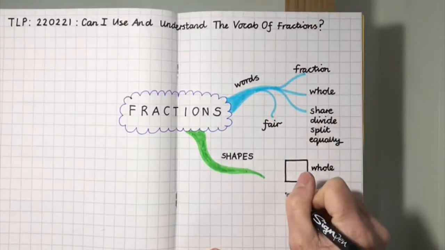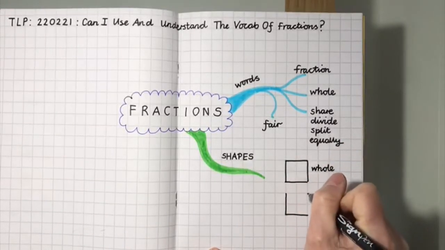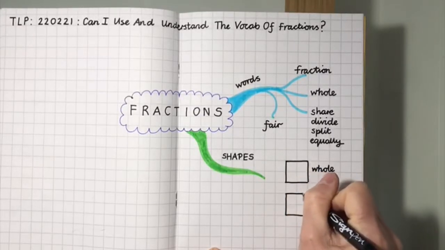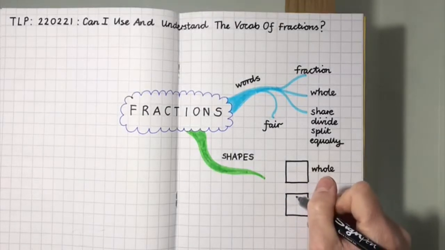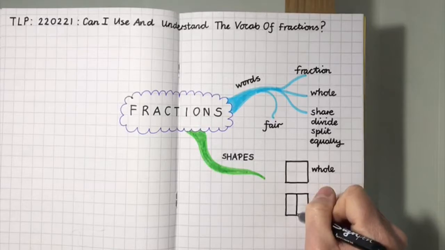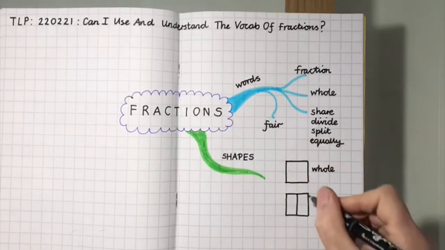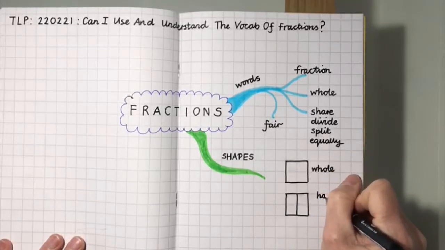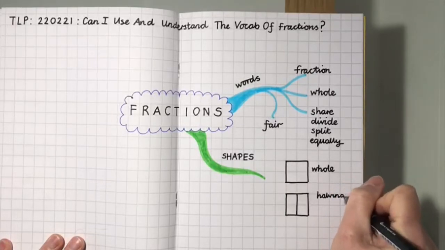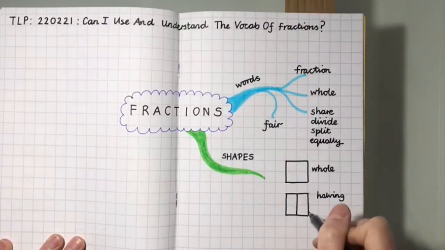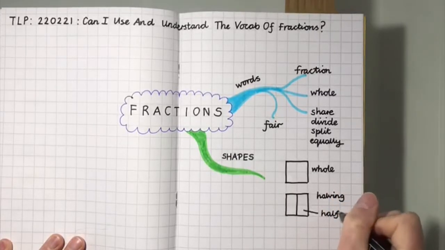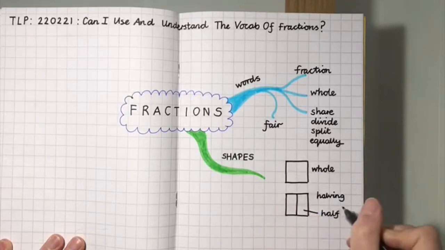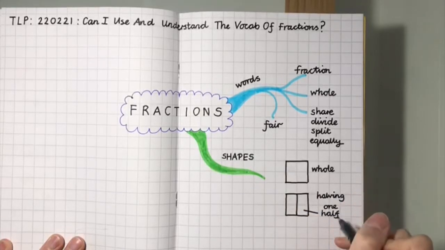If I draw that square again, I can split it fairly so that each side is exactly the same size and shape. I can halve it. So that's called halving. And you should be familiar with the fact that that's a half and that's also a half. I better write 1/2.